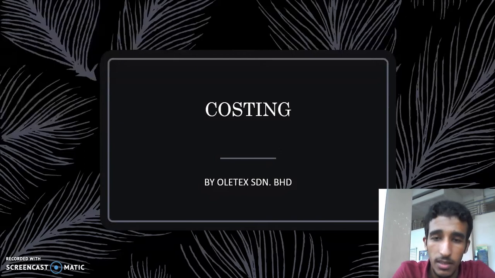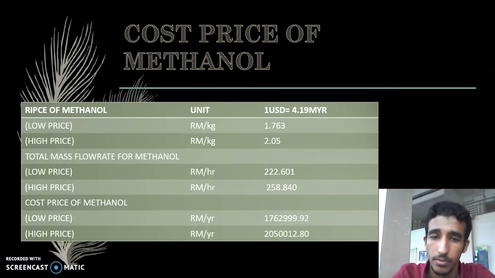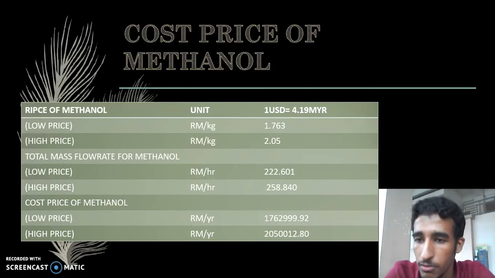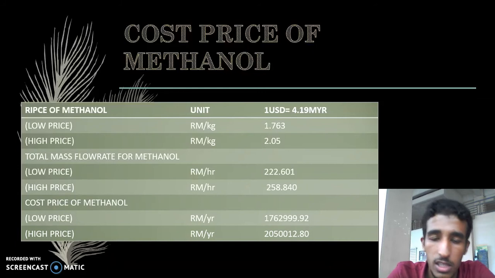For the costing part, we usually calculate the amount of methanol we are buying in USD. We are converting with a converter of 4.119 ringgit for each USD. For the price of methanol, the lowest price is 1.7 ringgit per kg, and the highest price is 2 ringgit per kg. So the total mass flow rate for methanol, at the lowest price, is over 200 ringgit per hour, and at the highest price is 250 something ringgit per hour.